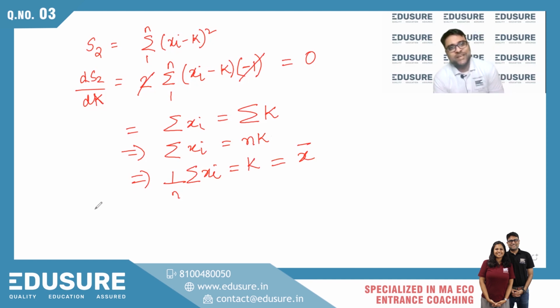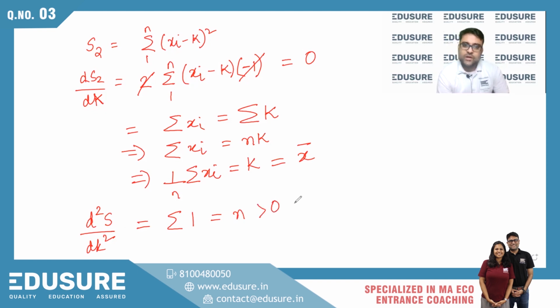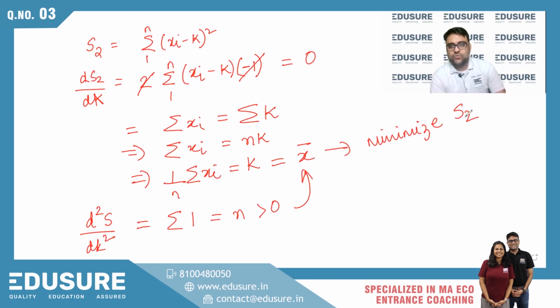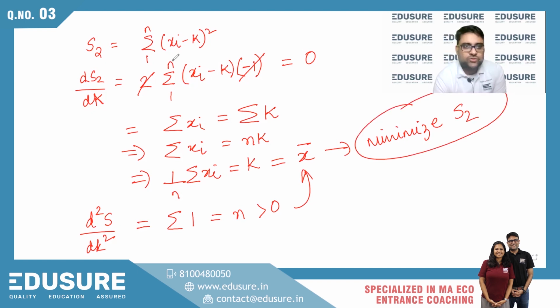You can also check the second order condition. This will basically be k minus xi. So k minus xi, this will be basically summation 1, which is n, which is positive. So that means that k is equal to x bar will minimize S2. So this expression will be minimum when k is equal to x bar. Okay? So sum of the deviations is minimum around the mean.